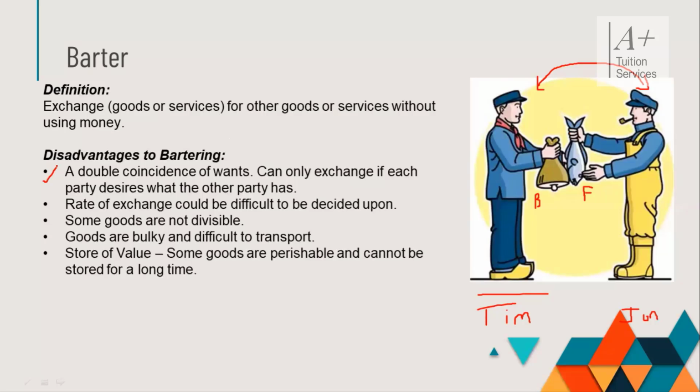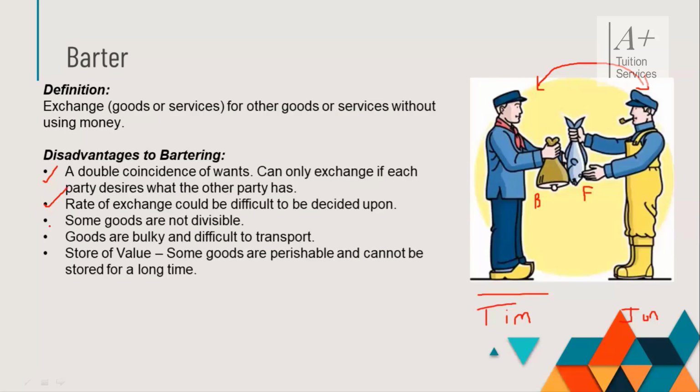So imagine I want fish, and another person has fish, and the only thing I have to trade is my gold. The rate of exchange for gold is way more than what a fish is. So me trading a piece of gold for a piece of fish is kind of unfair. So the rate of exchange can be difficult to decide upon.